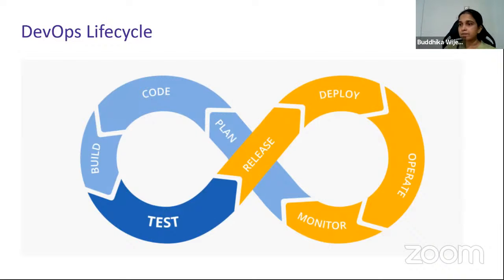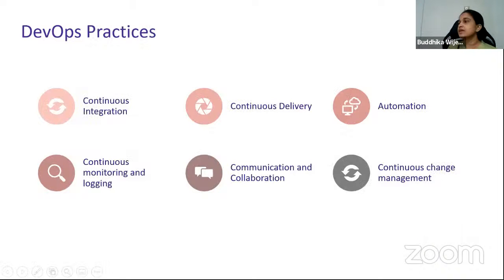So that is how the DevOps life cycle happens. So in order to achieve these goals of DevOps and achieve this DevOps culture in our organizations, what are the DevOps practices that we have to adopt? So these are the popular DevOps practices.